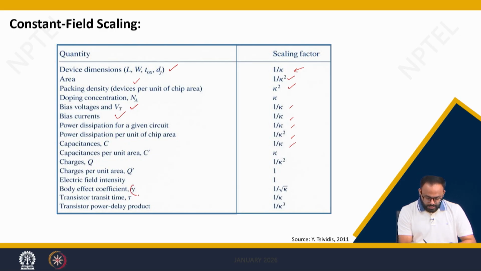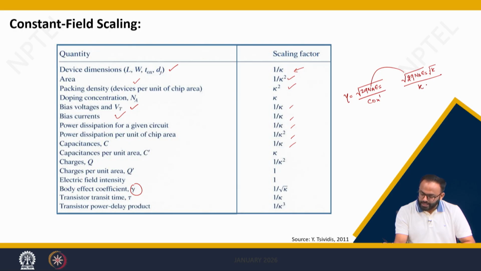Let us take another example of body effect. So, body effect is defined as what? Square root of 2 into q into Na into epsilon s divided by Cox dash. We have seen that Na will be scaled by what? K. So, new body effect for short channel device can be given by square root of 2 into q into Na into epsilon s into k, right, divided by Cox dash is scaled by k. So, ultimately the body effect is going to be scaled by 1 over square root of k.